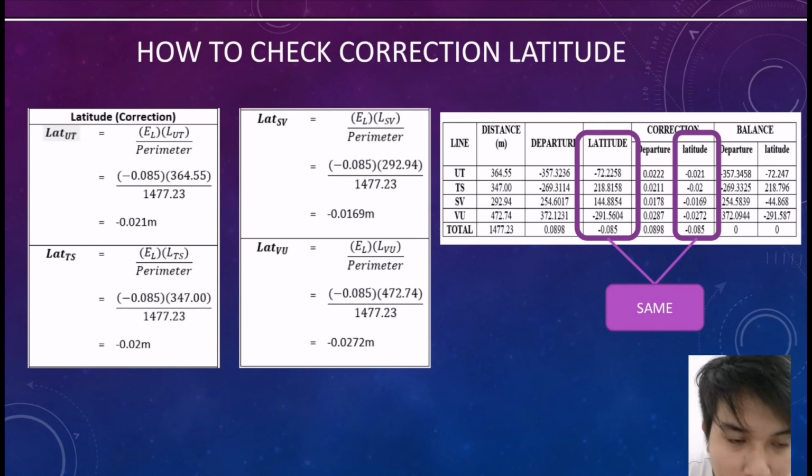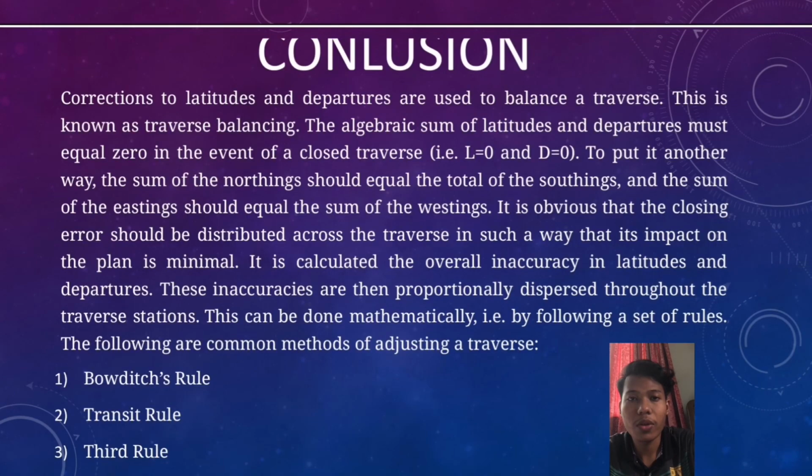negative 0.085. To check balance for latitude, it is the same as for departure. We conclude latitude minus correction latitude gets 0. So this value is balanced. For conclusion, corrections to latitudes and departures are used to balance a traverse.